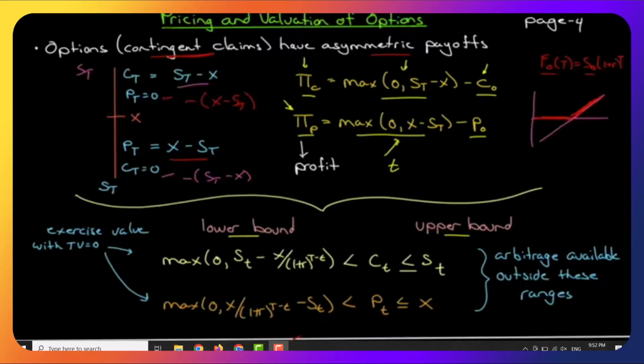All right, let's talk about upper bounds and lower bounds. And it's probably easier to talk about the upper bound first. So this is the value of a call at any point in time. This is the value of the put at any point in time. The value of the call must be less than or equal to the stock price. It would have to be, because if it were greater than the stock price, just buy the stock.